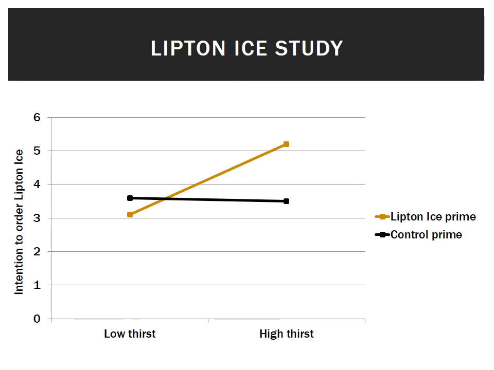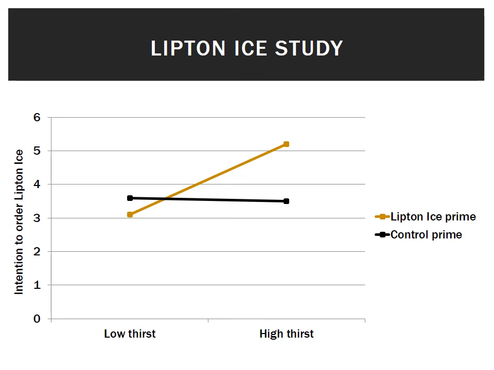Now if you look at the Lipton prime line, the yellow line here, for low thirst, on the left-hand side of the graph, it's about the same as the control prime. It's very slightly below, but that's not a statistically significant difference. So for people who are not thirsty, being primed with Lipton Ice has no effect on your intention to order Lipton Ice. You're exactly the same as people primed with the control string, so not affected by subliminal advertising.